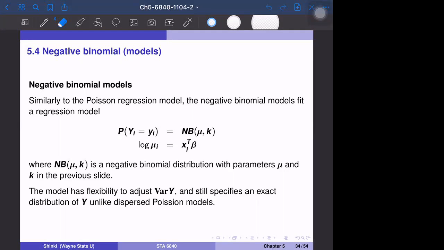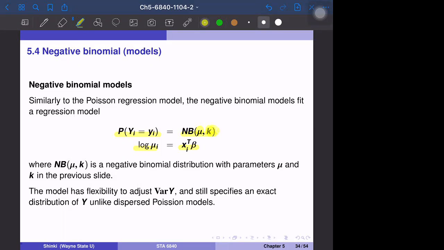Now we discuss the negative binomial models. This is basically very similar to the Poisson model. Similarly to the Poisson regression model, the negative binomial model fits a regression model. The probability of y equal to yi follows the negative binomial distribution with parameters mu and k, as in the previous slides, and the log of mu i is equal to xi transpose beta. This is for each observation, so each observation has an expectation, and that is determined by this mu.